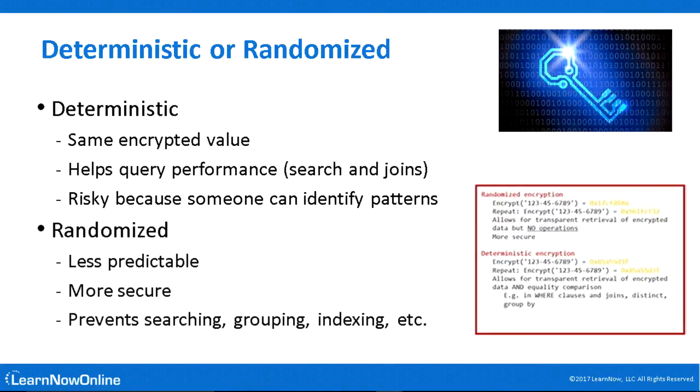On the other hand, randomized uses a method that encrypts data in a less predictable manner. But even though it is more secure, searching, grouping, indexing, and joining is not easy to be done with randomized encryption.